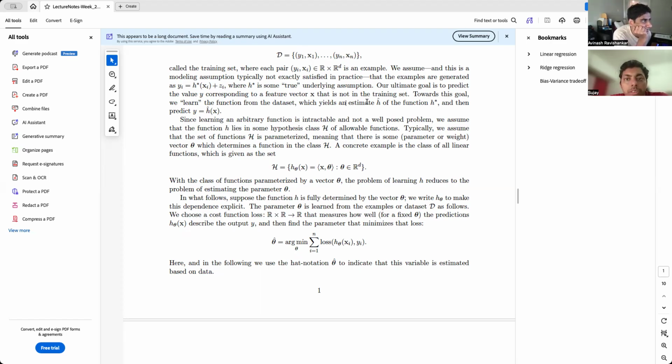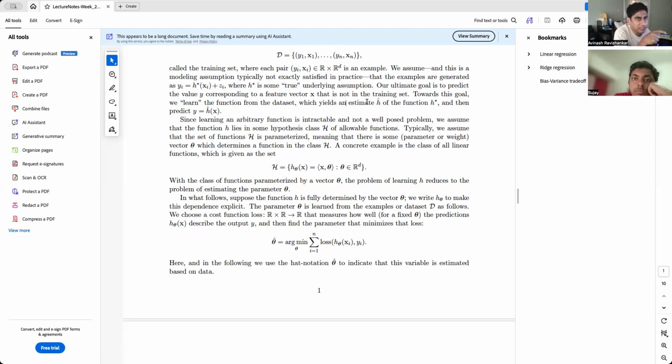Even if we know which class of models it is coming from, which class of functions, we may not be able to predict. So we do our best guess among all the possible functions. That is the capital H, the class of allowable functions. We are assuming that, and within that, we are doing our best guess. The best guess is H hat, and the guess is based on minimizing some loss function.